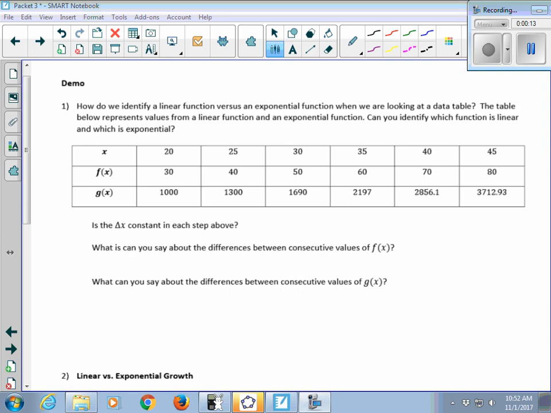So this table represents values from one linear function and one exponential function, and we want to figure out which is which. So we're going to look at the delta x, the change in x for each of these functions. So for f, my x values are 20, 25, 30, 35, 40, 45. My delta x is always 5.